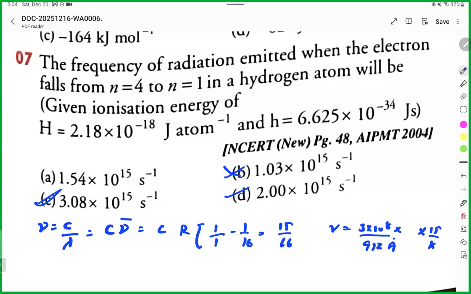The answer will be C. You can use a calculator, but in this question the calculation was lengthy. You don't need all this stuff. First, you need to calculate the wavelength, and based on the wavelength, you can calculate this.